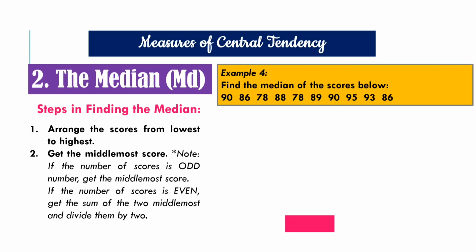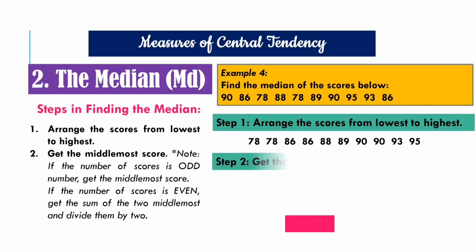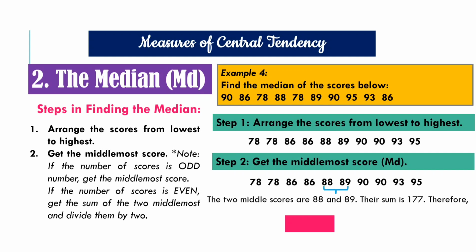Example 4, find the median of the scores below. For step 1, we arrange the scores from lowest to highest. And when we do that, here is the result. So we have 78, 78, 86, 86, 88, 89, 90, 90, 93, 95. Step 2, we get the middlemost score. But there are two scores in the middle, which are 88 and 89.